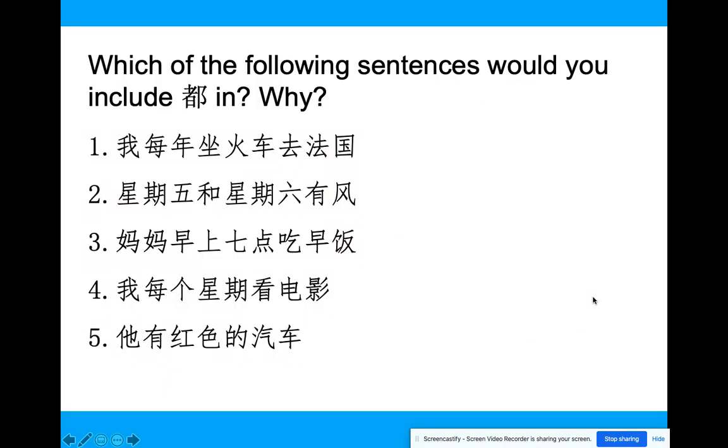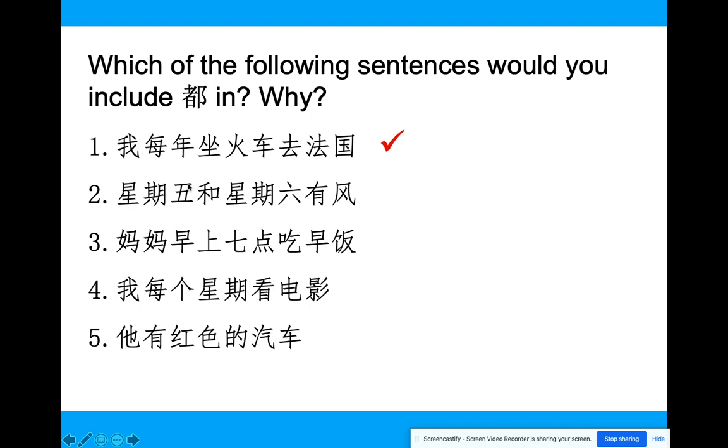Okay, now we are going to do some practice. Tell me the first sentence. Do you think 都 can work in this sentence? You can pause and think. Yes, it can because it's got 每年, every year. If you put 都 here, 我每年都坐火车去法国. It means I go to France by train every year.